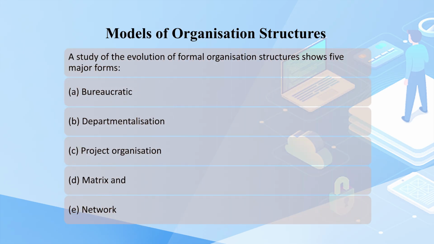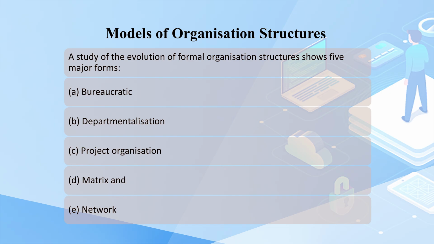Now, models of organizational structure. A study of the evolution of formal organizational structure shows five major forms. One is bureaucratic, then departmentalization, then project organizations, then matrix, and the network. These are the forms, the models, of organizational structure. There are different models we can take; I have taken one kind of model: bureaucratic, departmentalization, project organizations, then matrix, and the network.